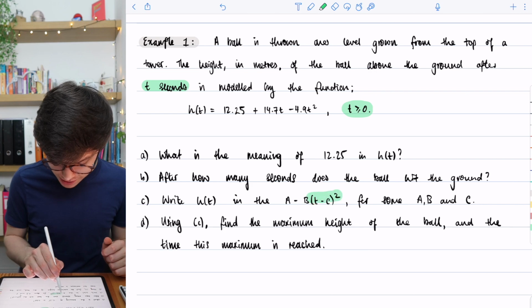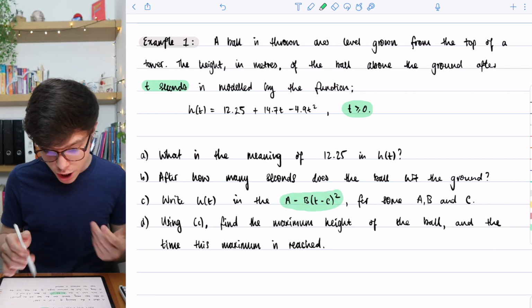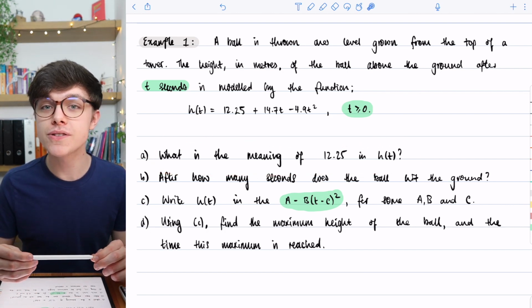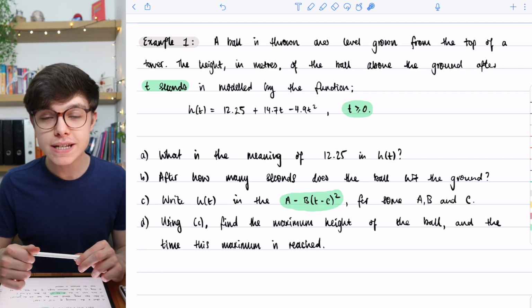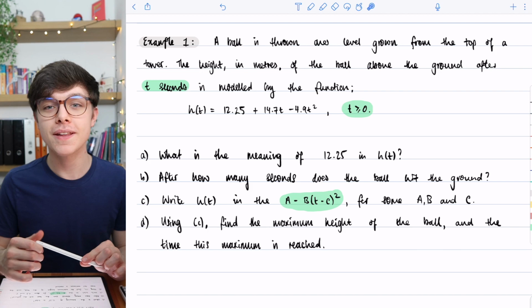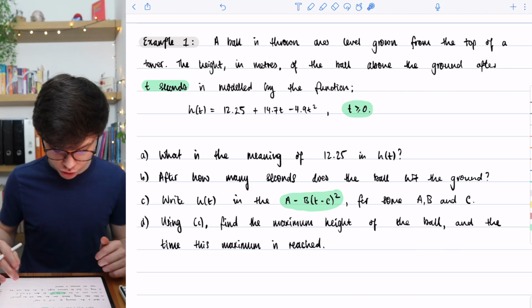You might notice what this form is, so you might be able to have a go at part C. You also might be able to have a go at part A. I don't know, but press pause and have a go, and then when you're ready for the answer, press play and we will work through it. Okay, hopefully you've had a go. Don't worry if you didn't, let's work through it now.